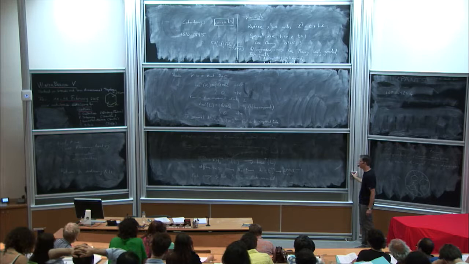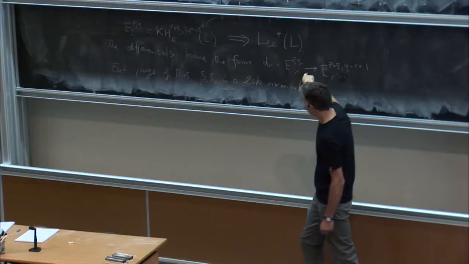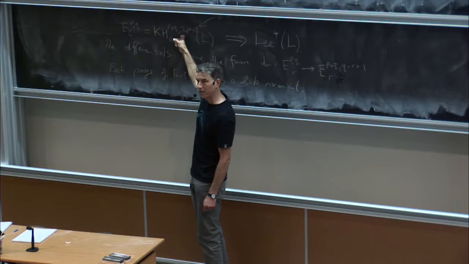So while I'm rearranging the board, you can work out what the bidegree of the differential is if you draw it on the page of Khovanov homology, if the indexing corresponds with Khovanov homology.